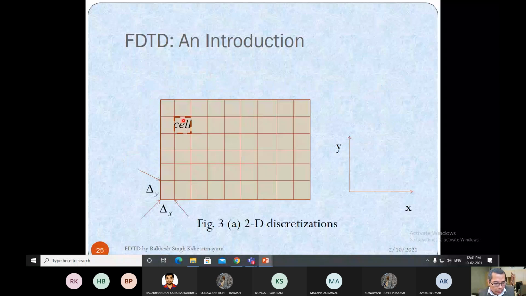So this is one cell. This is a 2D discretization. So you have a 2D solution space, you subsection it into small cells. This is one cell. How long will a wave take to propagate from one cell to another cell? So this step size is delta x, this step size is delta y. This is your x-axis, this is your y-axis. This is a 2D discretization of your solution space.